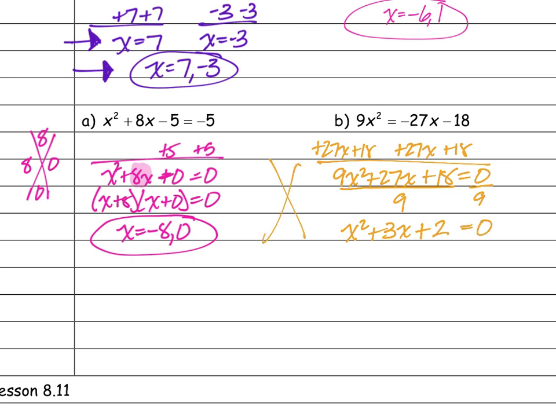So give me two numbers that multiply to be 2 and add to be 3. Well, there's only two numbers that multiply to be 2, right? 2 and 1, that one's pretty easy. So x plus 2 times x plus 1 equals 0. So that means x is going to equal negative 2 and negative 1.